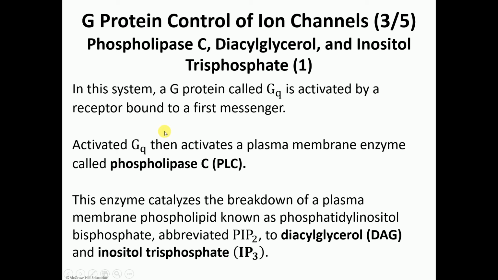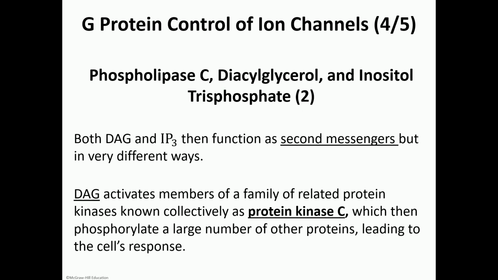So in this scenario, the G protein is called GQ. The GQ is going to activate a plasma membrane enzyme known as phospholipase C. Phospholipase C breaks down PIP2, that stands for phosphatidylinositol bisphosphate. It breaks down that chemical PIP2 into DAG or diacylglycerol and IP3 or inositol triphosphate. Now, DAG and IP3 are your second messengers that enter the cytoplasm, and they lead to different changes.